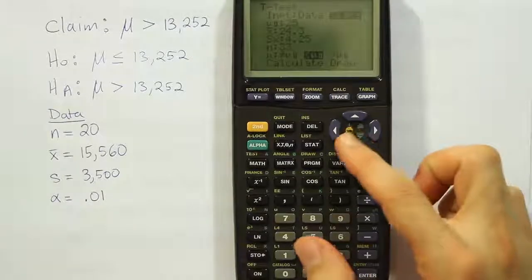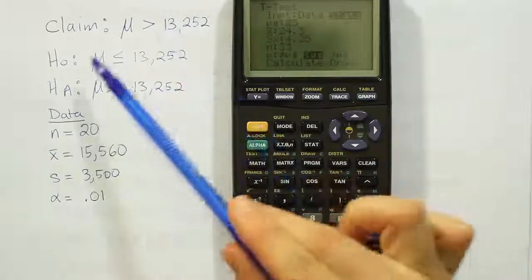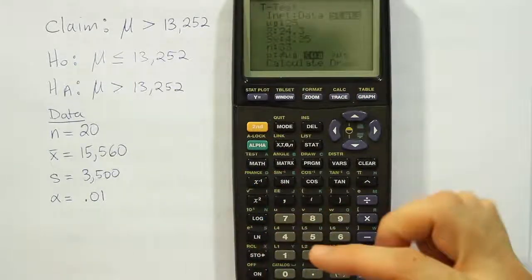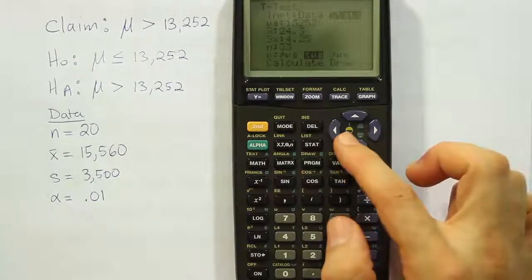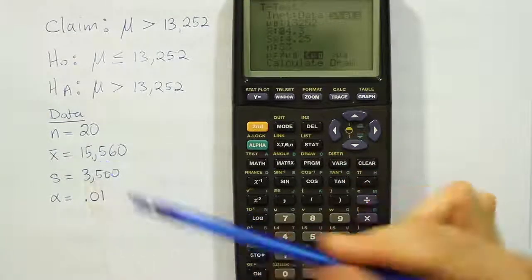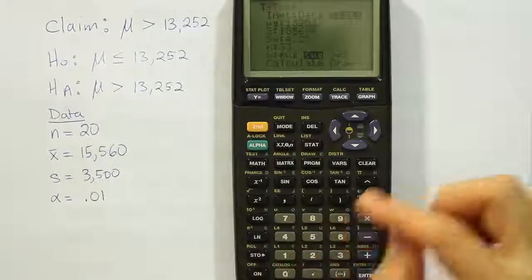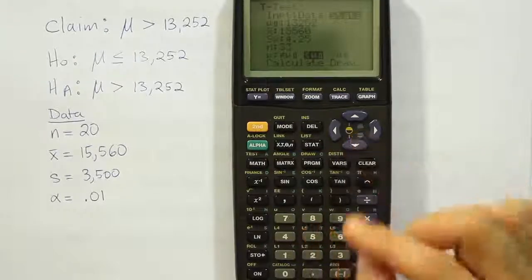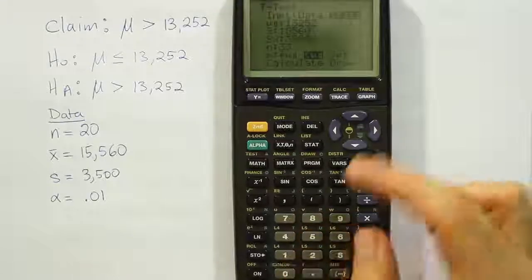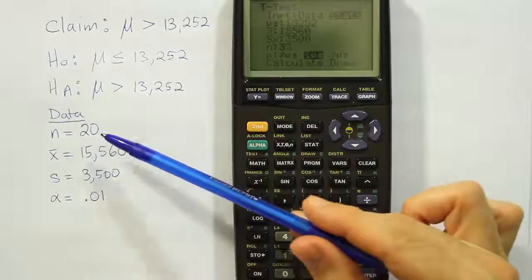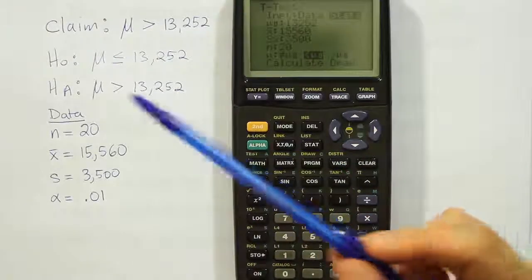So we'll highlight stats, come down here, enter the number that you find in H0. That little sub-zero there is telling us to look at H0. So we get 13,252. And then come down to the next level and put in the sample mean, which is 15,560. And then from there, enter the standard deviation, which is 3,500. And then finally, the N is 20 for us. So N is 20.